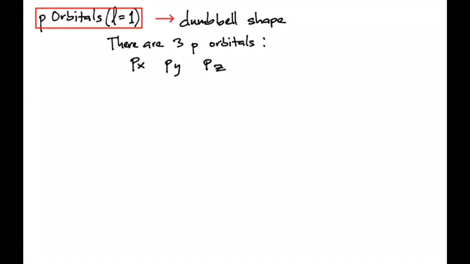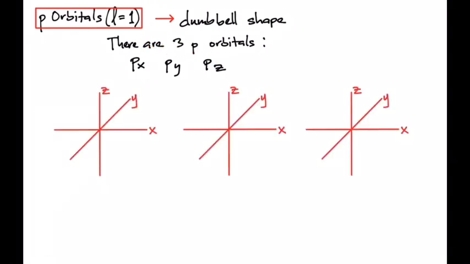You have the p sub x, p sub y, and p sub z. The x, y, and z are subscripts, telling you how the orbitals are oriented in space. So let's take a look at what an orbital looks like. Again, we have 3 different p orbitals, and when we look at them 3-dimensionally, using x, y, z coordinates, they are dumbbell in shape.